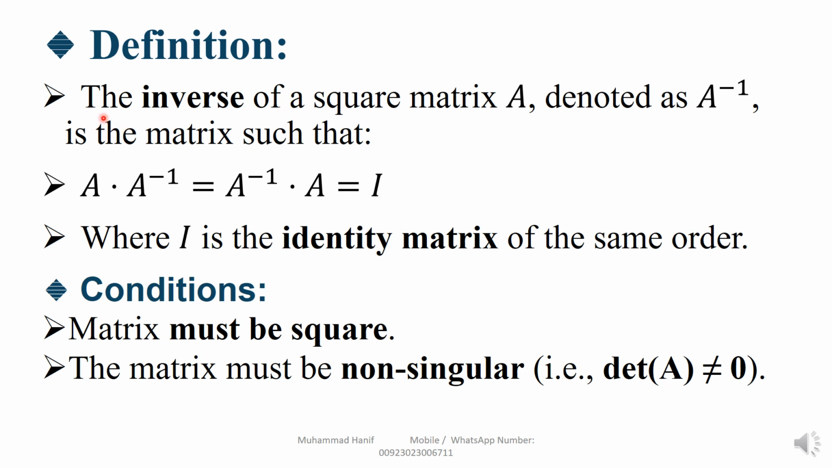Definition: the inverse of a square matrix A, denoted as A inverse, is the matrix such that A multiplied by A inverse equals A inverse multiplied by A equals I, where I is the identity matrix of the same order.